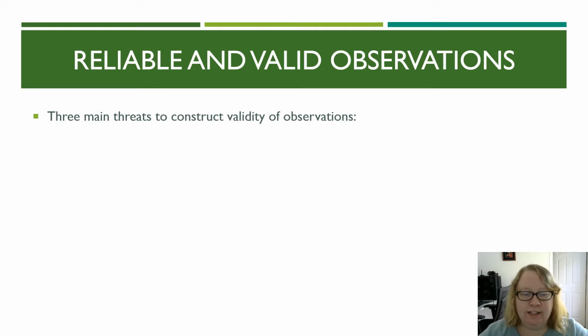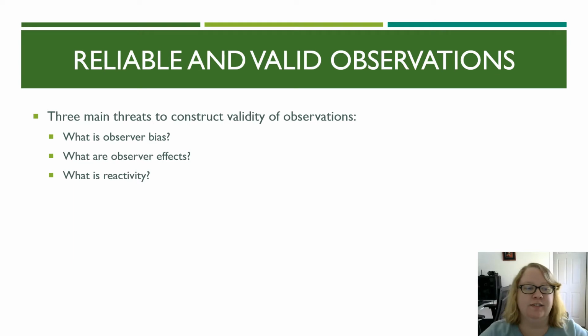All right, so three main threats to constructability of observations: observer bias, observer effects, and reactivity. What I recommend you do is take a second to pause the video and answer these questions. Right now it's just, what is observer bias? What is observer effects? What is reactivity? So take a minute to pause the video, answer that out loud.